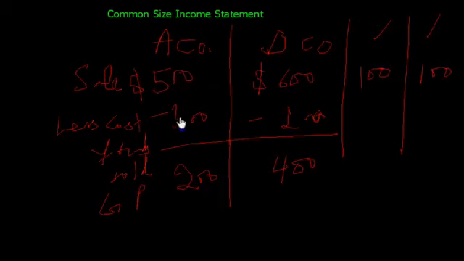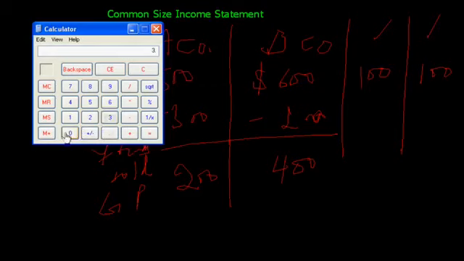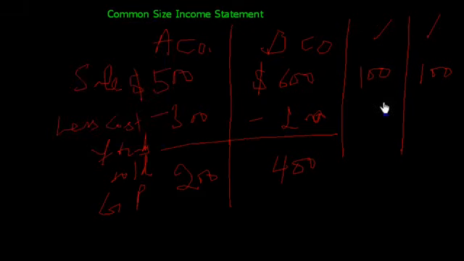Now we calculate cost of goods sold in percentage form. Just 300 divided by 500 into 100 is equal to 60%. This is 60%, and then the balance is 40%, which is our gross profit in A company.